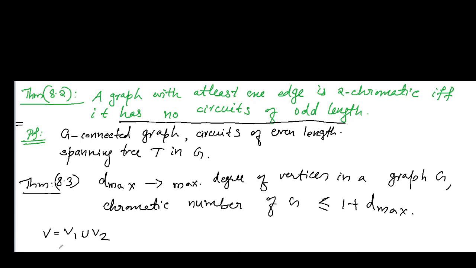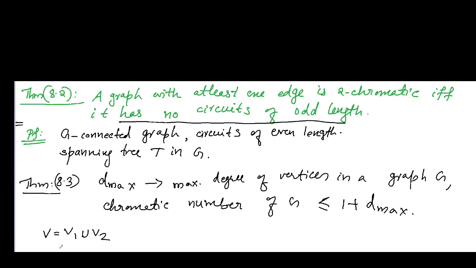Now, clearly, every two chromatic graph is bipartite because the coloring partitions the vertex set into two subsets V1 and V2 such that no two vertices in V1 or V2 are adjacent. Similarly, every bipartite graph is two chromatic with one trivial exception: a graph of two or more isolated vertices and with no edges is bipartite but is one chromatic.